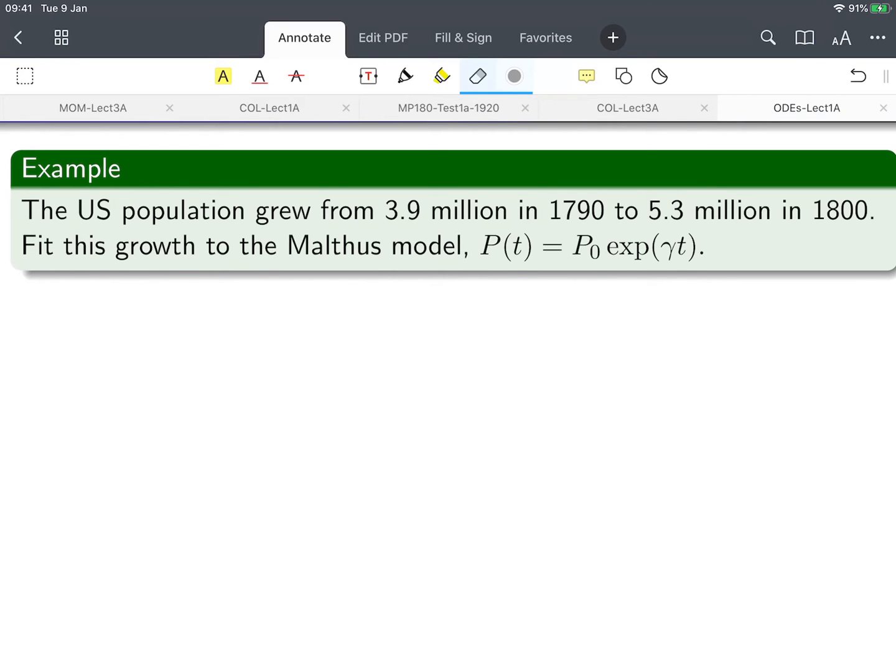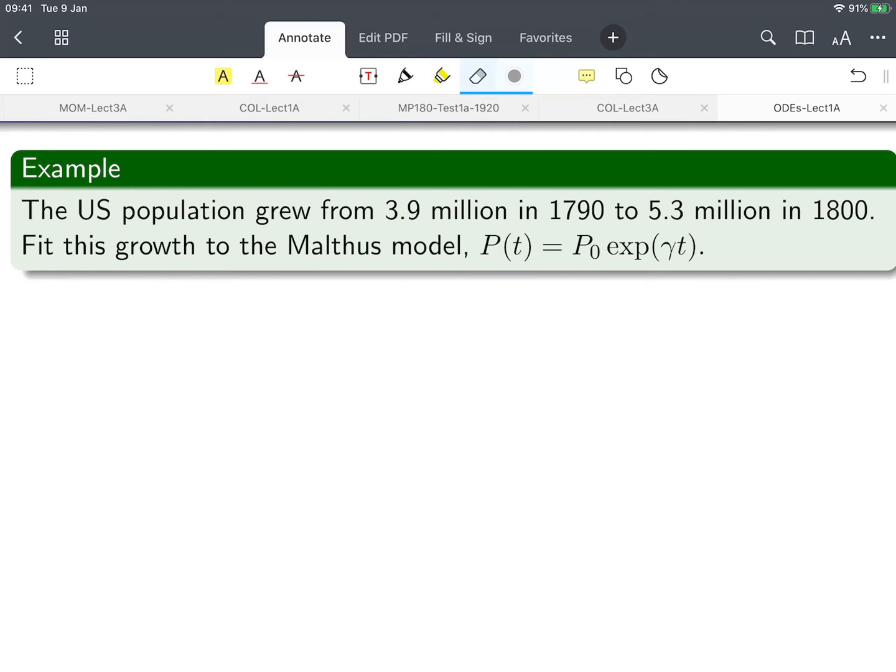Okay. So let's do this. These are the numbers that alarmed Malthus in those days. Let's see why he predicted. Let's do this example. US population grew from 3.9 million. Wow, it was a small country then. 3.9 million, that's less than the population of Ireland now. In 1790, to 5.3 million. And still he was worried. He was like, whoa, whoa, whoa. That's not good. Pay attention.